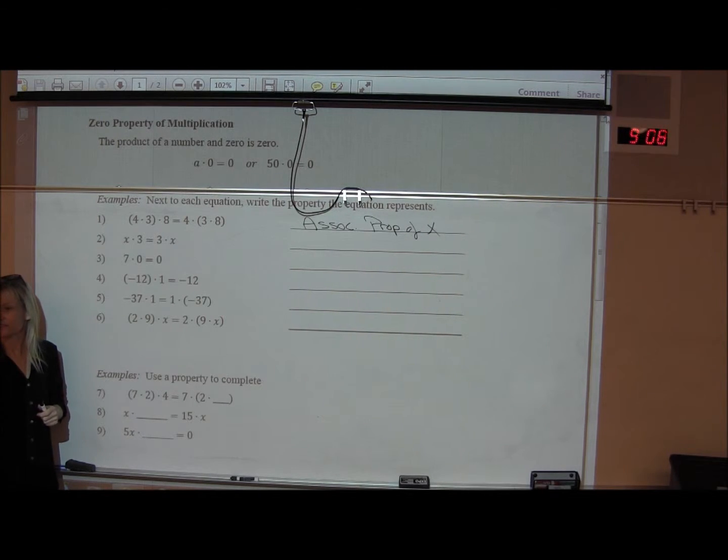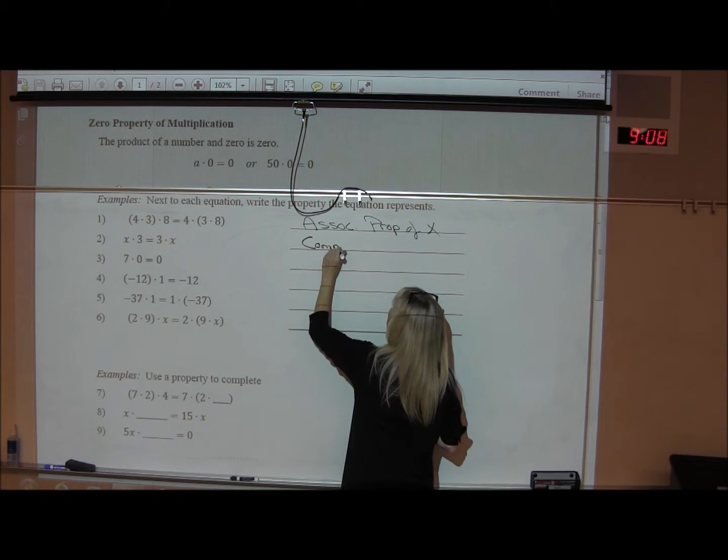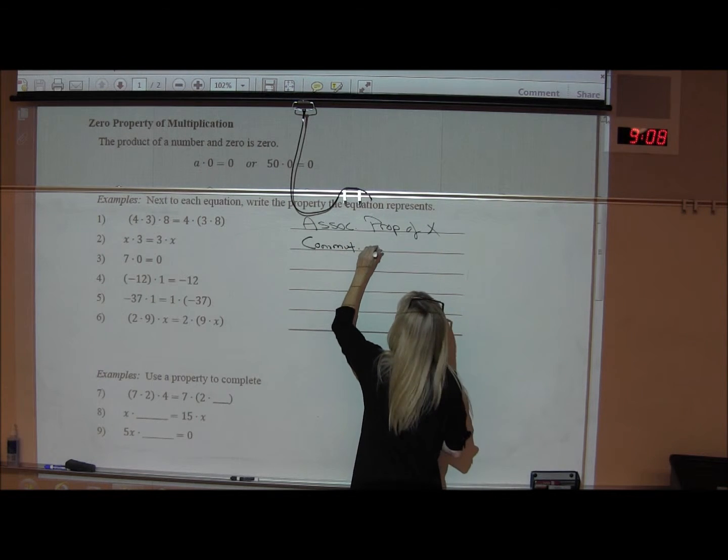Okay, go ahead and take a sheet and sign in. Commutative. Commutative, good. Go ahead and take your sheet and sign in.